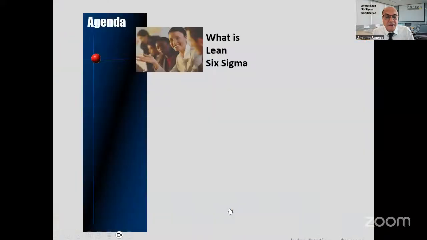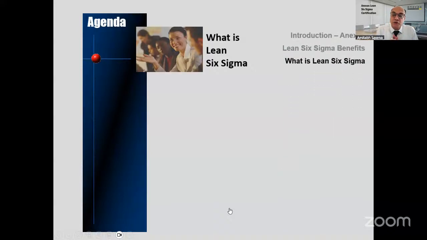Okay. So fine. Let us move ahead. What is Lean and Six Sigma? So some people must have understood. Those who have just joined, don't worry. I'm just repeating for you. Lean and Six Sigma is a project approach towards process improvement.